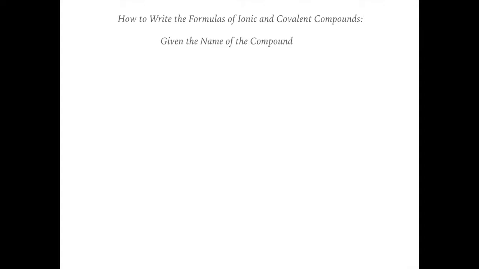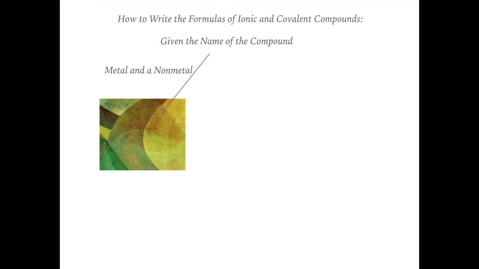Now there's a lot of information that's been given to you, so let's distinguish between ionic and covalent compounds and how to write their formulas. If I'm given the name of the compound, this part's going to be review. If I have a metal and a nonmetal, this is ionic. To write the formula, what I have to do is cross my charges.